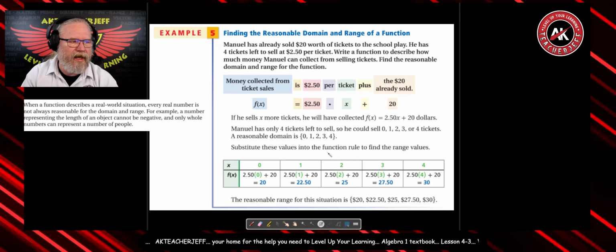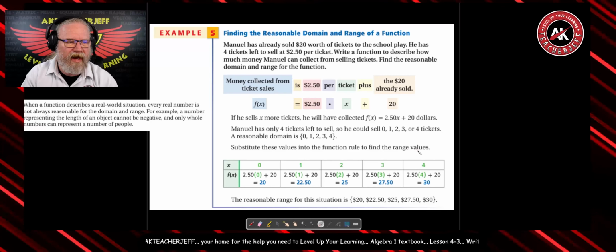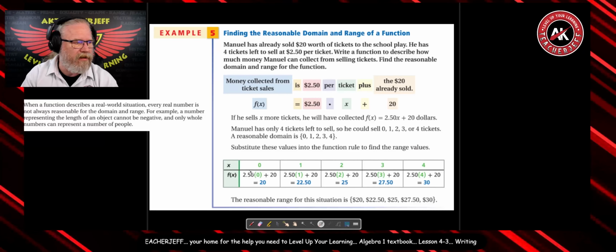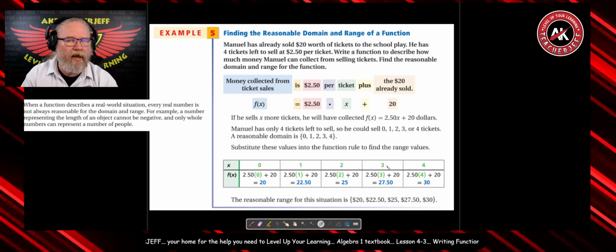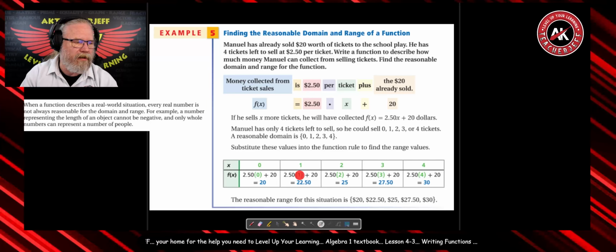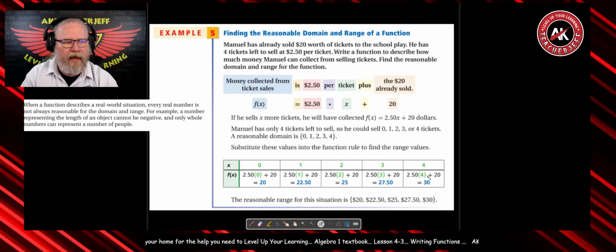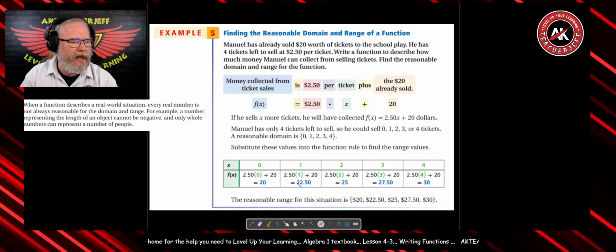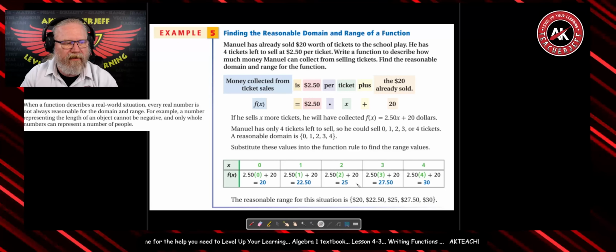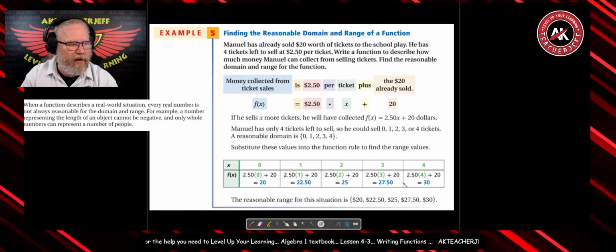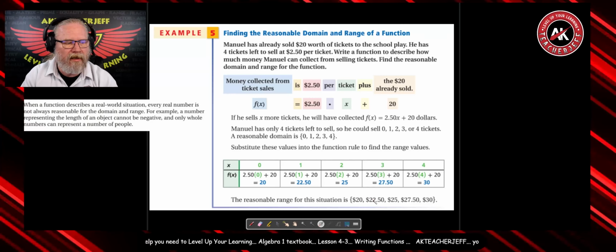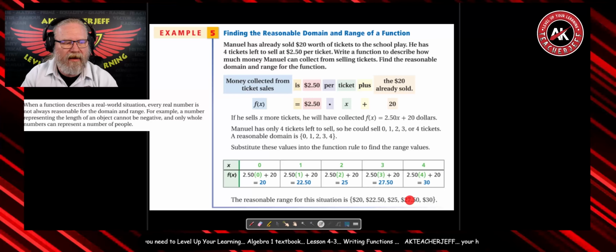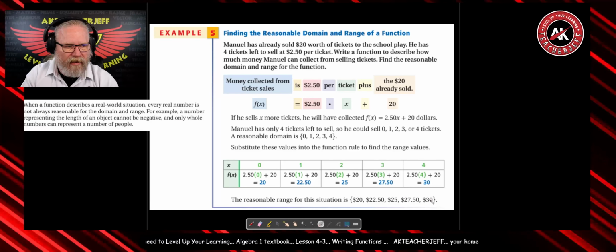Substitute these values into the function rule and find the range values. So our x values are 0, 1, 2, 3, and 4. Substitute it in. We can see what's substituted in each time here. After you do the math, you come up with 20, 22.50, 25, 27.50, and 30. So the reasonable range for this situation is $20, $22.50, $25, $27.50, and $30.